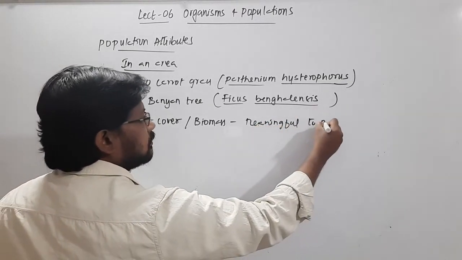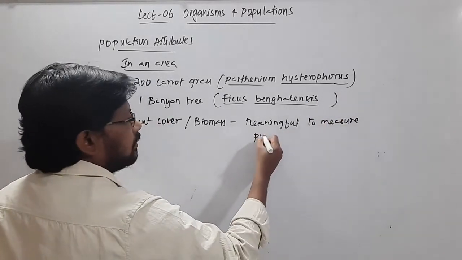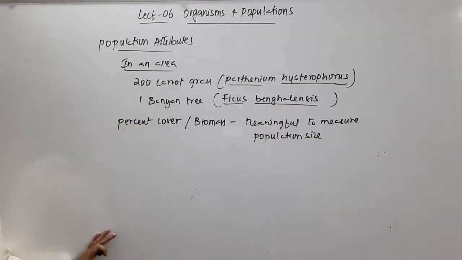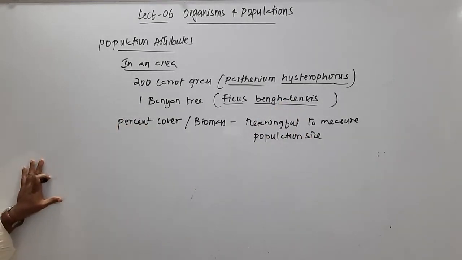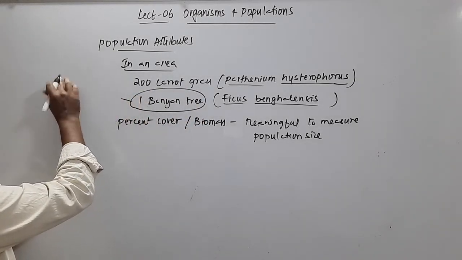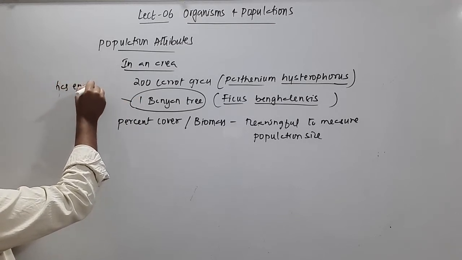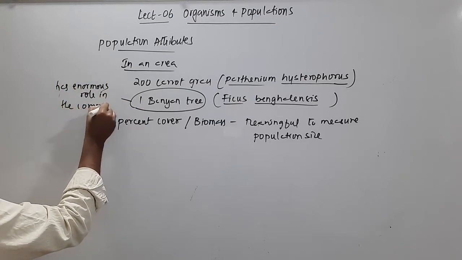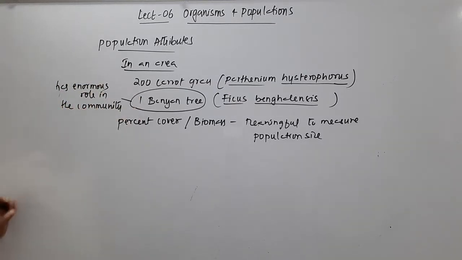So it is meaningful to measure population size in such conditions by considering the percent cover or biomass, right? This banyan tree has an enormous role in the community. So in that case, by considering the number, we cannot say that carrot grass is having a great role when compared with the banyan.